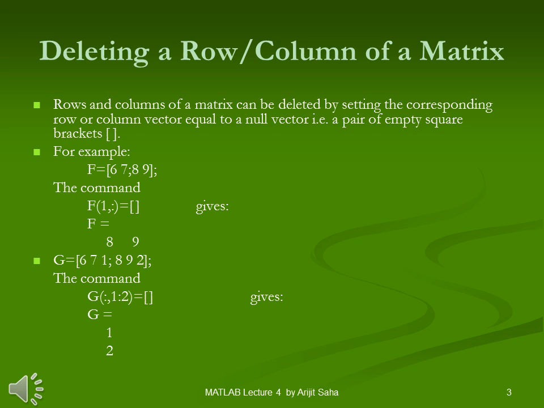Similarly, if G = [6 7 1; 8 9 2], then it becomes a 2 cross 3 matrix, and the command G(:,1:2) = [] will give G = [1; 2]. What does it mean? It means that all the columns from 1 to 2 are specified as null.